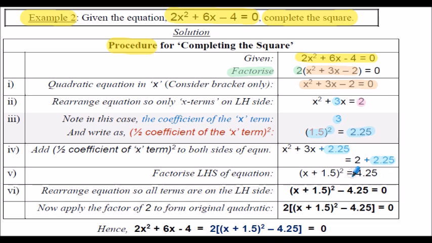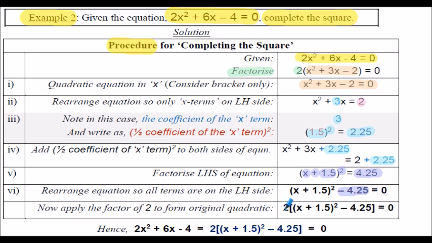The next step, I now factorize the left-hand side, so that will be (x plus, in this case, half of the b term, half of the 3, so 1.5), and that's all squared. And that equals, on the right-hand side, 4.25. Next step, I subtract 4.25 from both sides of the equation, so the equation now equals 0 again. So I've completed my square.